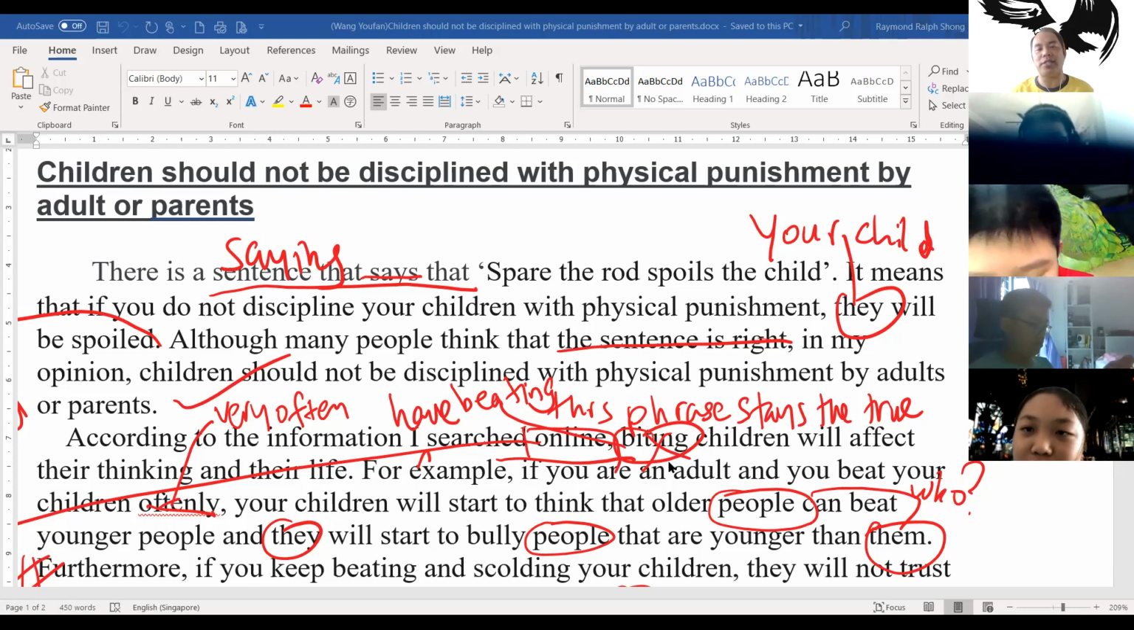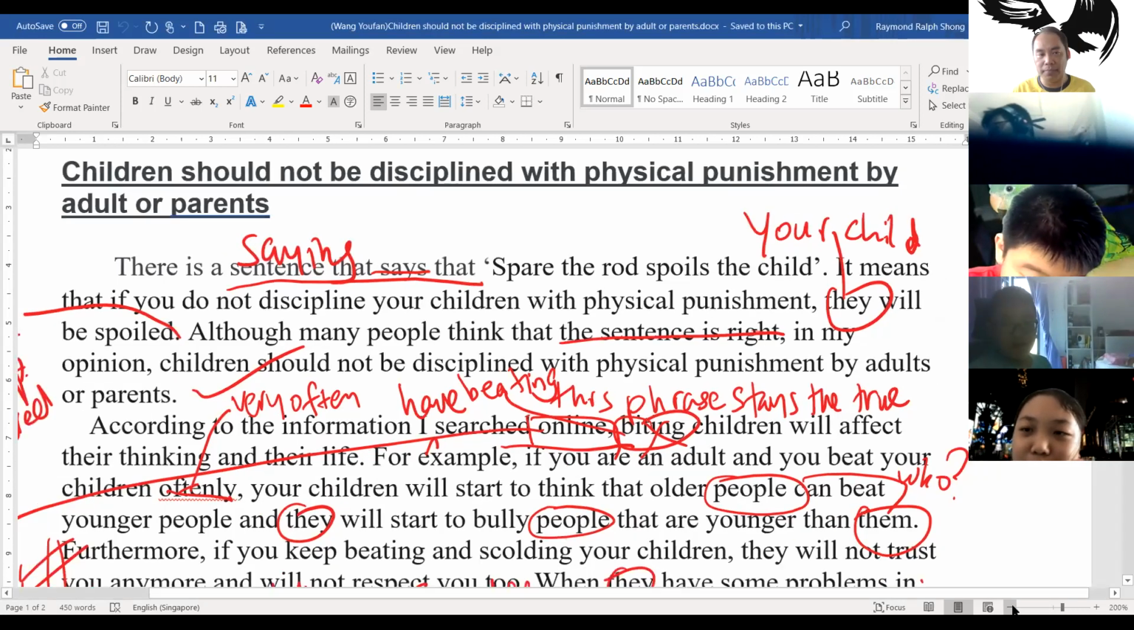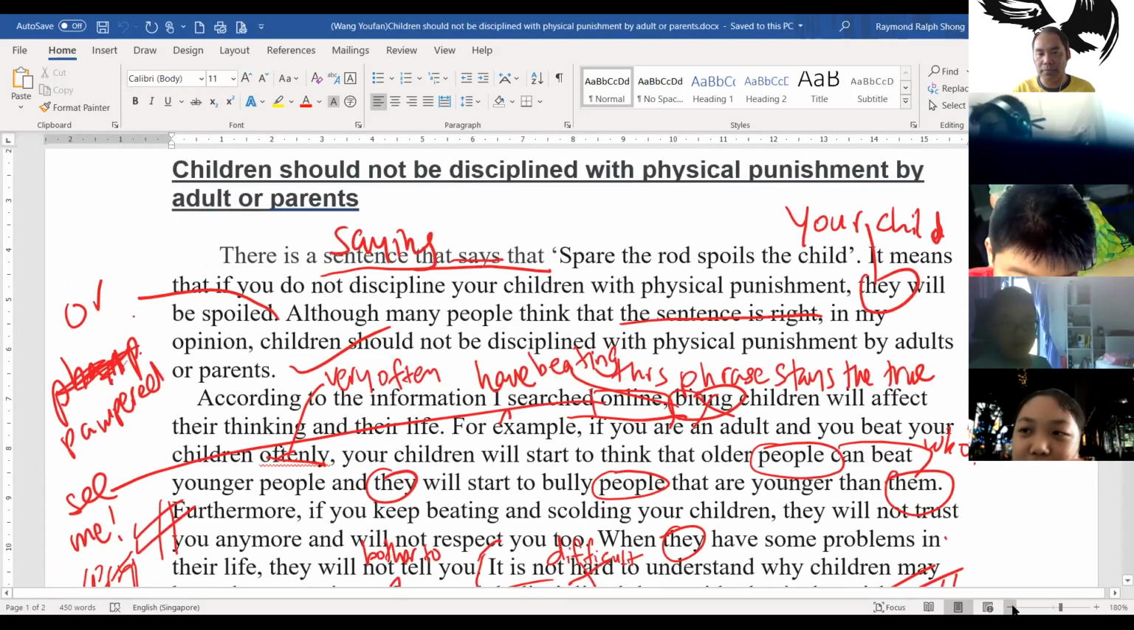Okay, so there's a saying that spare the rod, spoil the child. It means that if you do not discipline your children with physical punishment, your child will be spoiled. Yeah, carry on. So well, don't put "they".